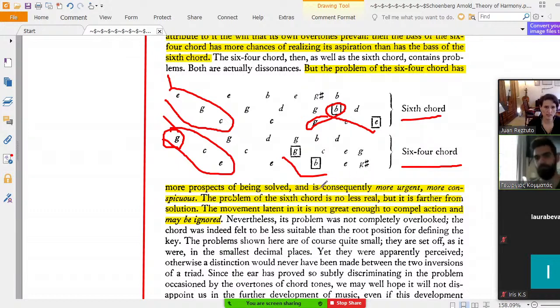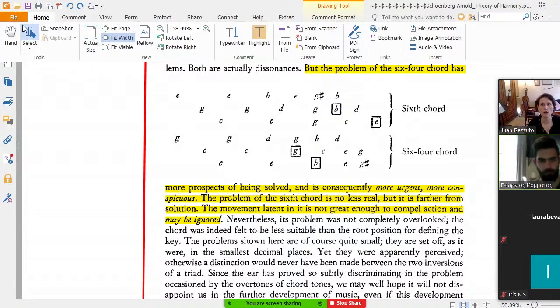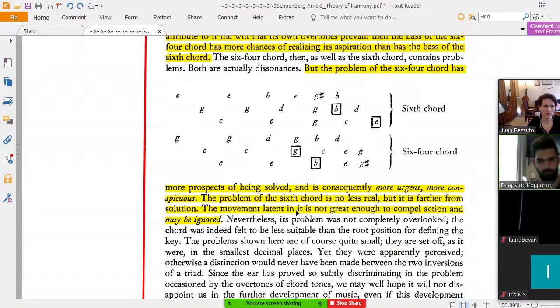So that's why he says, consequently, it's more urgent to resolve. The problem of the six-three chord is not less real, but it's farther from solution, the moment latent in it is not great enough to compel action. The six-four chord, no, it requires an action. Yes, because the overtones are closer. And these overtones are related to the dominant and not to the actual root of the chord, which is, in this case, in it.